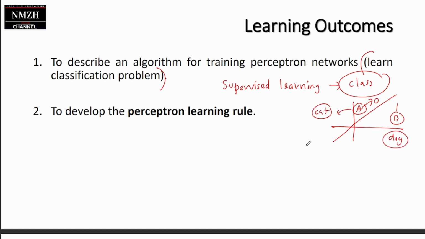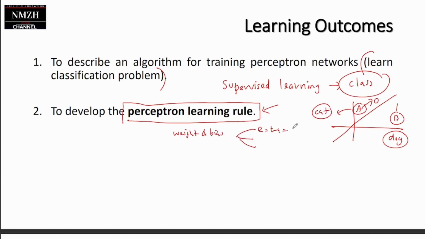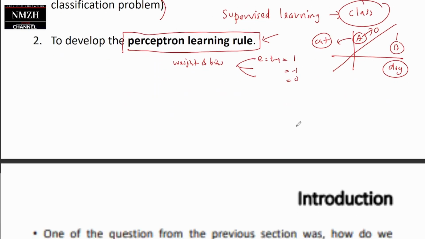The second objective for this video is to develop the perceptron learning rules. This one is the most important here. In order to do this, we need to find the weight and bias considering the 3 conditions: error equal to 1, -1, and 0. That is the purpose of this particular video.